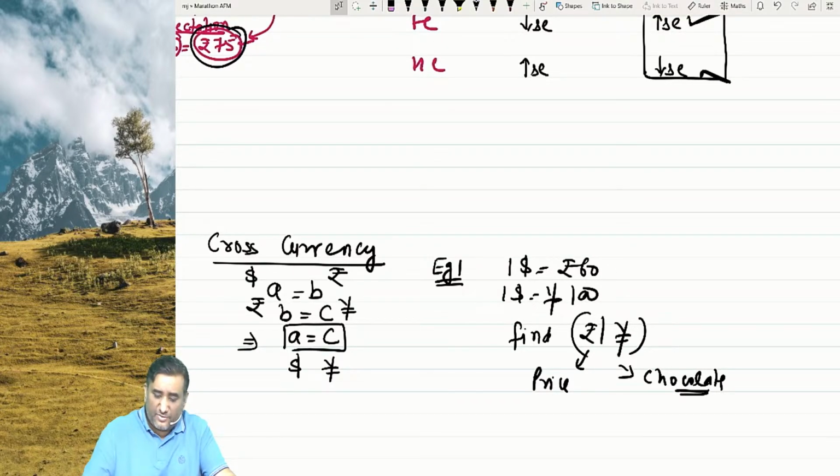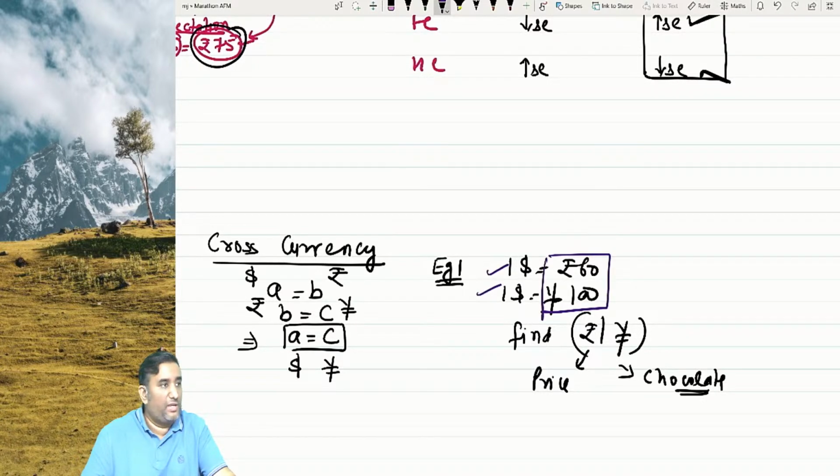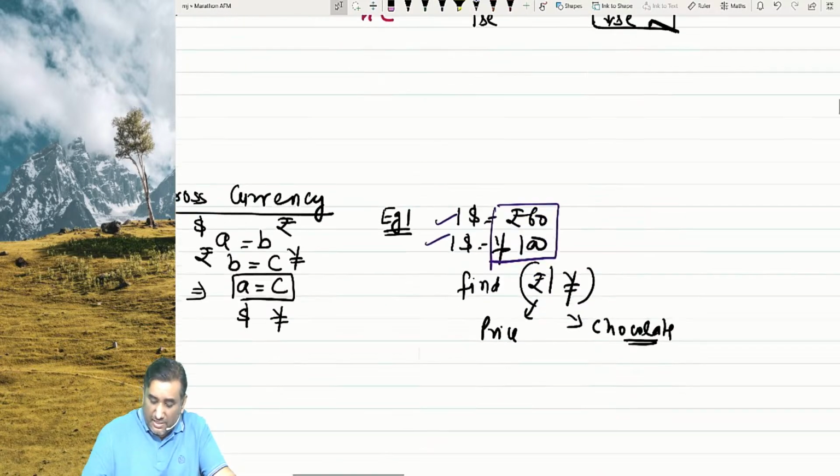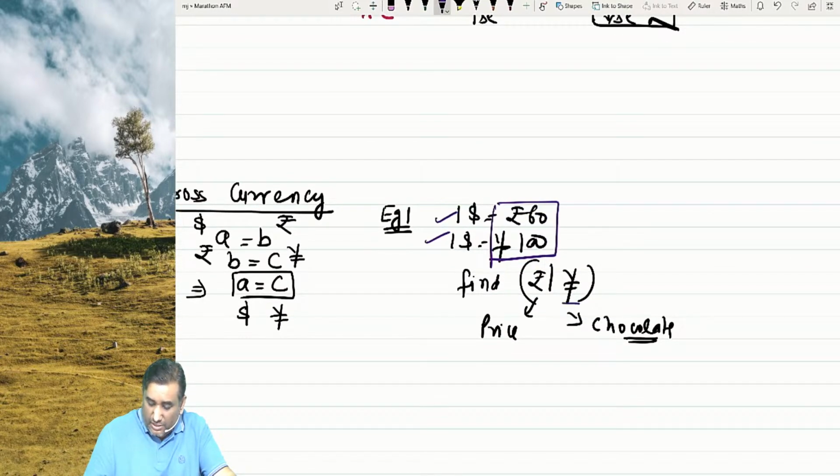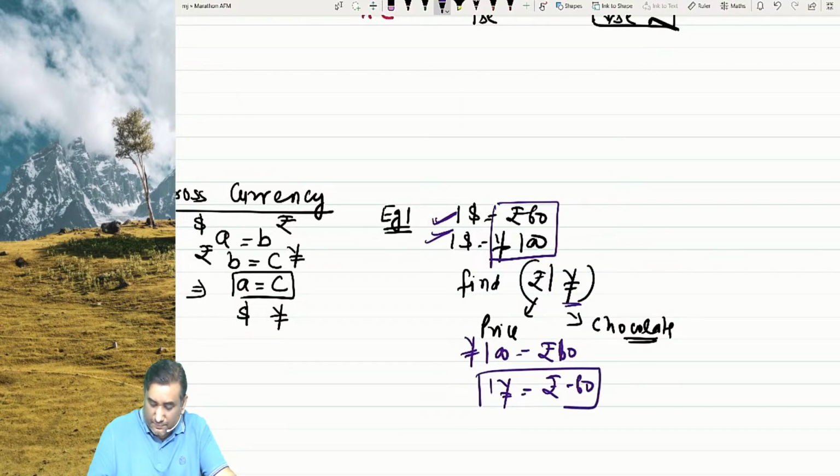Rupee per yen. 1 yen is equal to how many rupees? The simplest way of doing this type of example is, we say left hand side is same, it means automatically right hand side will be same. Since the chocolate is yen, if the dollars are equal, left hand side is same, yen 100 would be equal to what? Rupee 60. That means 1 yen would be equal to 0.6 rupee.